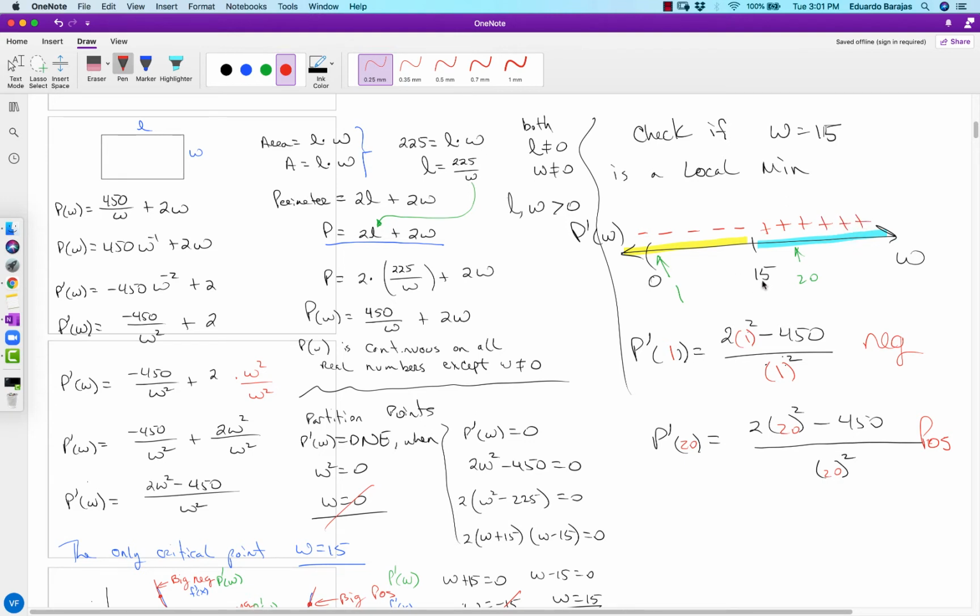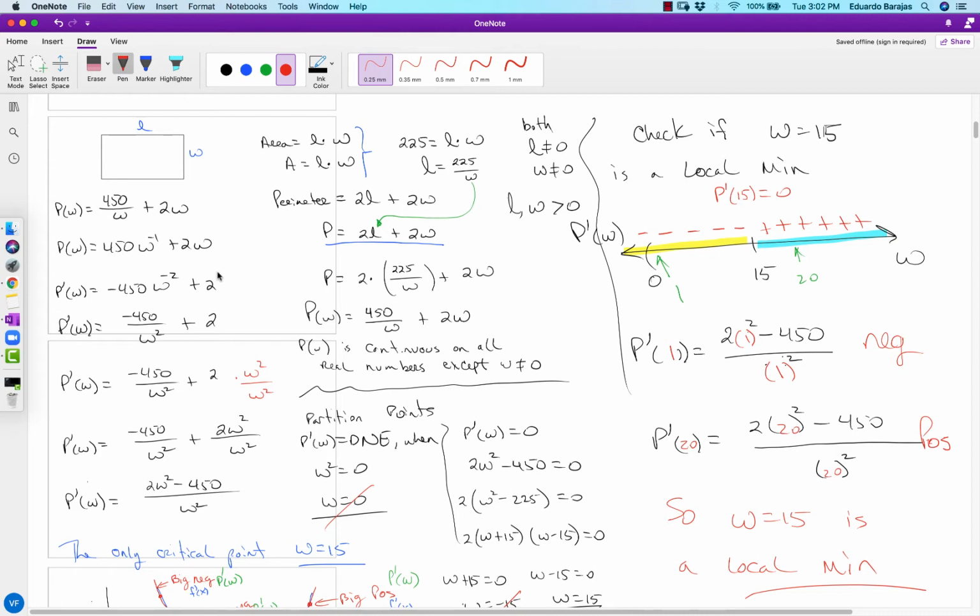So just as we had suspected, the first derivative changes from having a negative value to a positive value here, and we've already established that p prime of 15 does in fact equal 0. So we go from negative to 0 to positive. That establishes that w equals 15 is a local minimum. So w equals 15 is a local minimum.